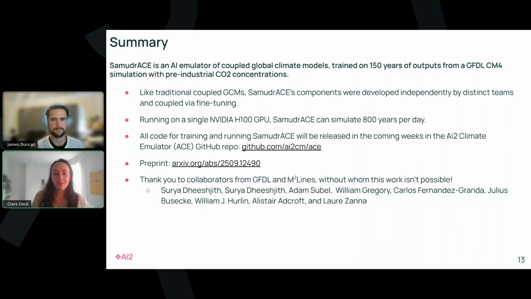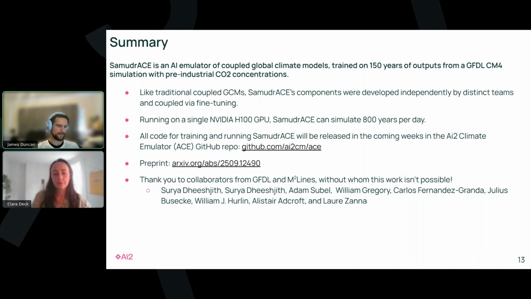Great. Thank you, James, for that great presentation. We already have some questions rolling in, but feel free to enter them in the question panel. Our first question comes from Vishnu from IITH in India. Vishnu says, very cool model name, by the way, Samudra. How do you ensure that the atmosphere and ocean temperature profiles are compatible after the coupling?